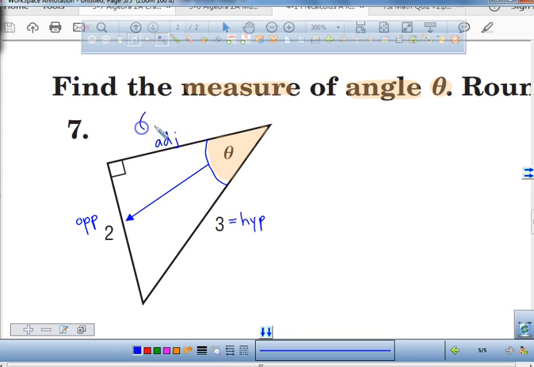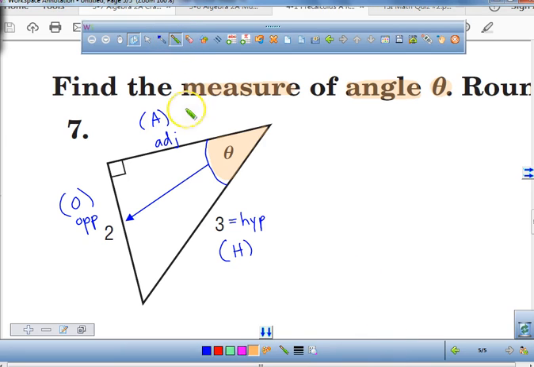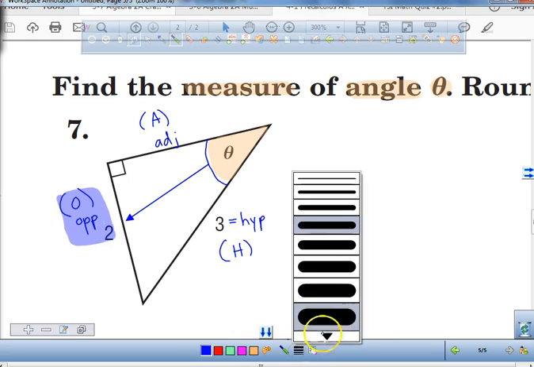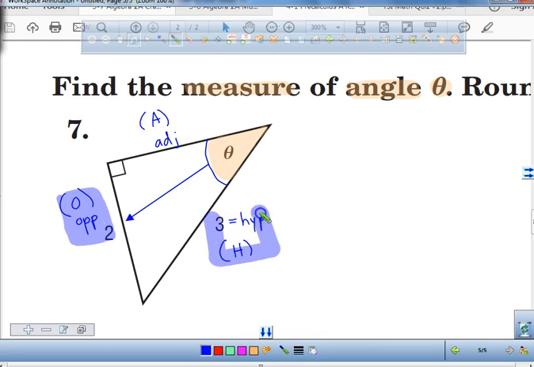Now, my adjacent side I'm going to call A. My hypotenuse I'm going to call H. And my opposite side I'm going to call O. Right? Now, let's think about the information that we have. We have the what? We have the opposite, right? We have the opposite side. And what else do we have? The hypotenuse. So those are the two that we have.